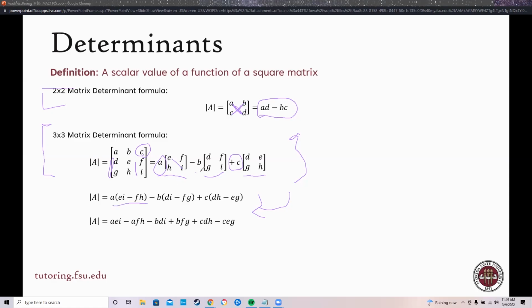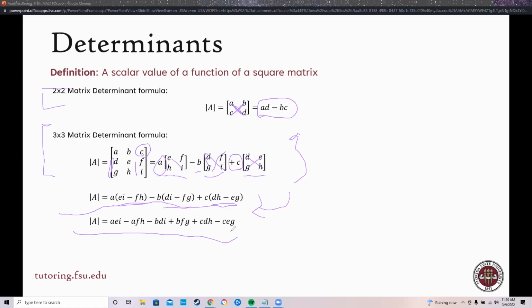Similarly, I'd have B times D times I minus F times G, like we do here. And once more, we would have plus C times D times H minus E times G, which I have here. Once it's there, it's a matter of distributing and simplifying. Because we kept it all general, it ends up being this big general thing.